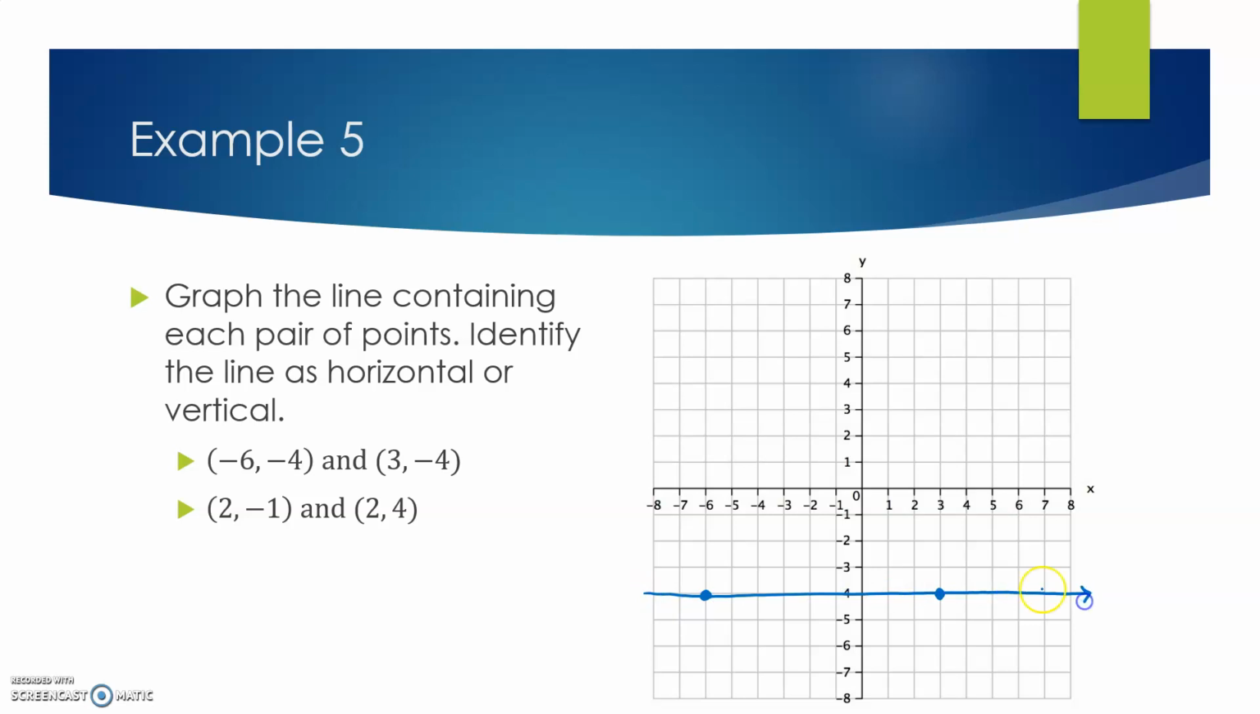Remember from our geometry unit that a line has 2 arrows on the end. Your lines should always have arrows. So, is this line horizontal or vertical? It's horizontal.